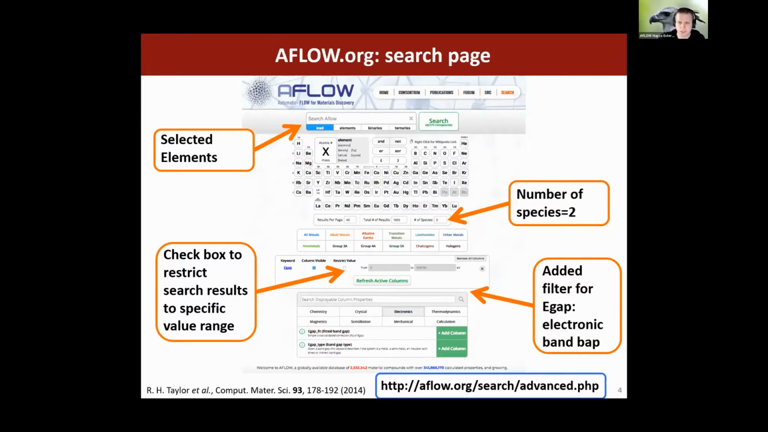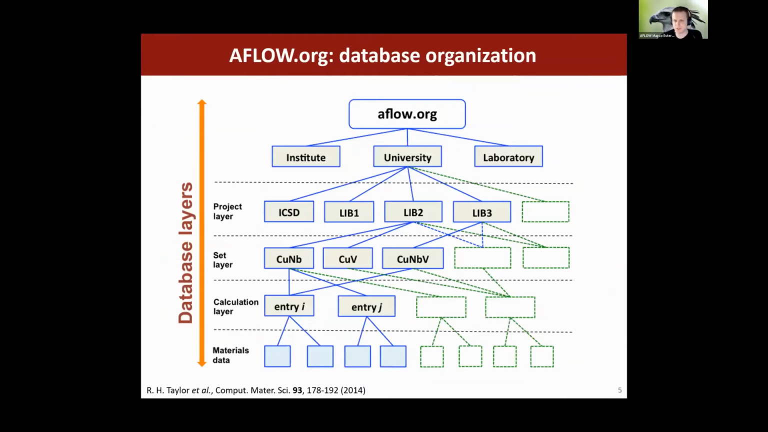Our database is essentially built in different layers. We have the very top layer here, which is our website, and we have different project layers. We have a project that is specifically dedicated to ICSD, and then lib1, 2, 3, etc. Lib1 being elements, lib2 being binaries, lib3 being ternaries, and so on. We have lib4, we have lib6, and all that. And the next layer is the set layer, which is essentially the composition.